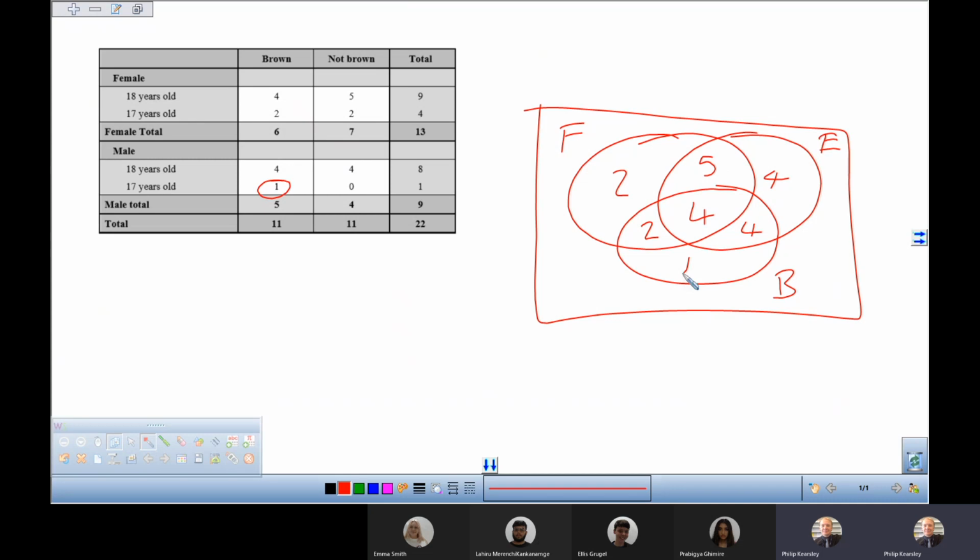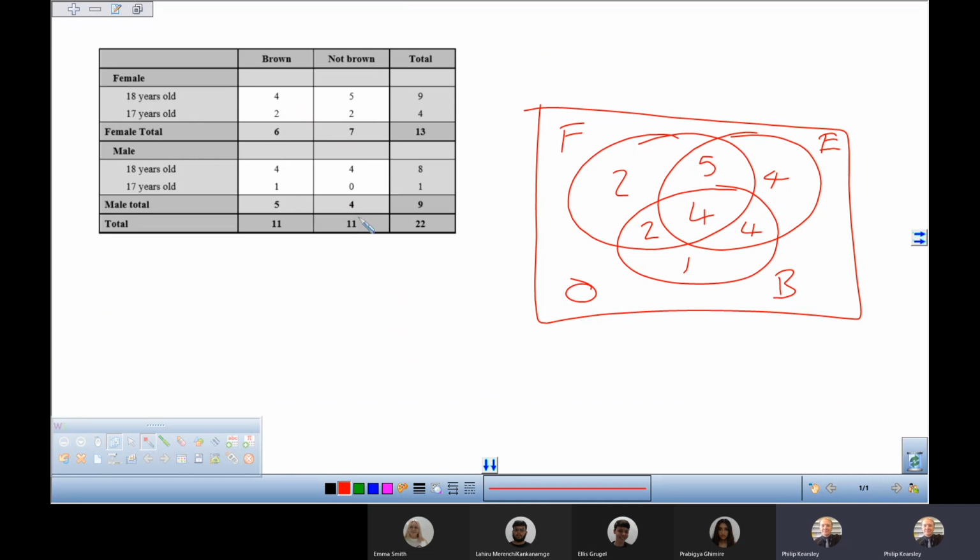The remaining number that's missing is that 0. Now that 0 is not F, not B, and not 18. So that 0 doesn't go anywhere else, which is quite convenient, and hopefully that totals 22. And hopefully you can check your mark scheme. 254, 244, 10. Yeah, agreed.